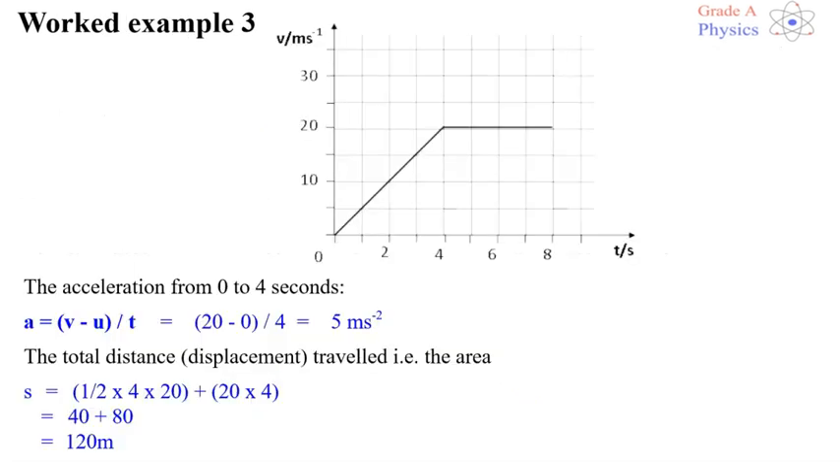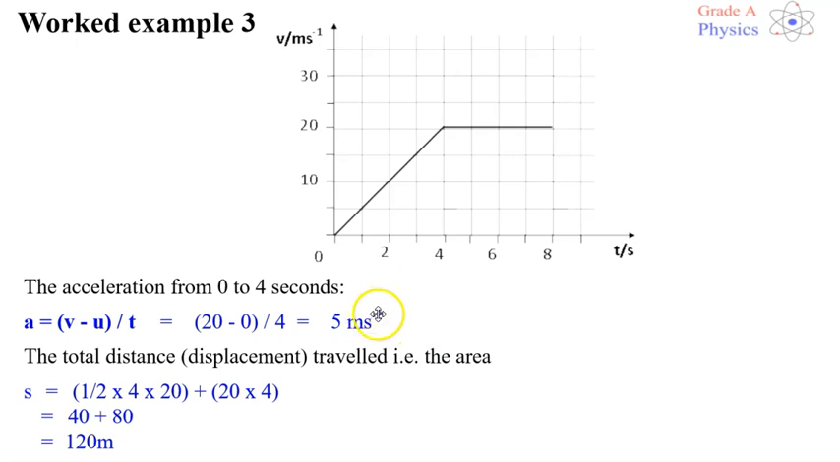Right, our final worked example. If we have a velocity time graph, a VT graph, then I can work out various things from it. If we need to work out the acceleration between 0 and 4 seconds, I could do this in 2 ways. I could either work out the gradient, which would be 20 minus 0, 20, divided by 4, or, which would give me exactly the same answer, I could use a equals v minus u over t. So v is 20, take away u of 0, divided by t, which is 4, I get 5 meters per second squared. So once again, 5 meters per second every second would be the change in my velocity.